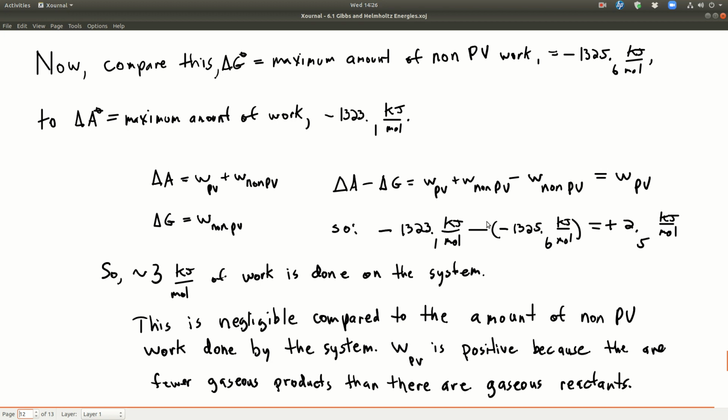So PV work will be done on the system, and also, this is the more important point, that 3 kilojoules compared to 1,300 kilojoules is negligible, right? So the amount of PV work that's done, or excuse me, the amount of total work, I should say, not non-PV work.